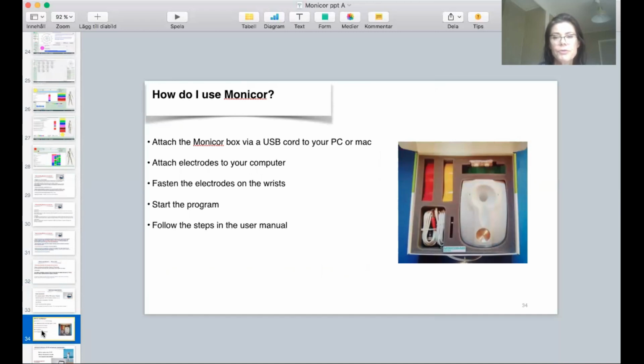So how then do you use it? Well, you have the unit, you have the electrode clamps. And what you do is you attach the box to the USB cord and you attach it to your computer. And then you attach the electrodes, and you fasten the electrodes to your wrist, and you start the program and follow the steps in the user manual. When you install the program, if you think that is difficult, you get the information on how to install the program on a USB stick that comes with the package. But if you find it difficult, we have technical support who can install the system on your computer remotely. So no worries.